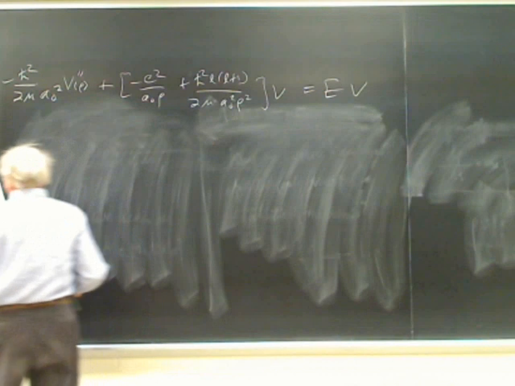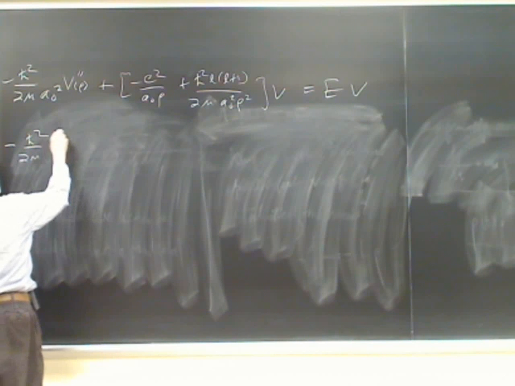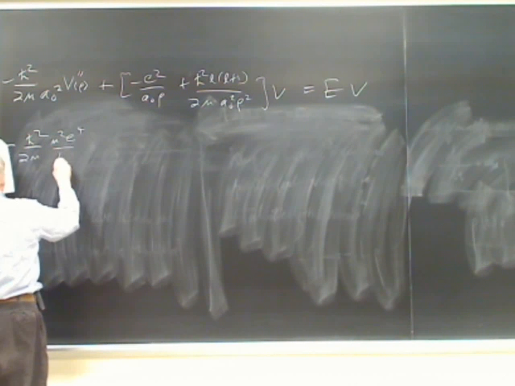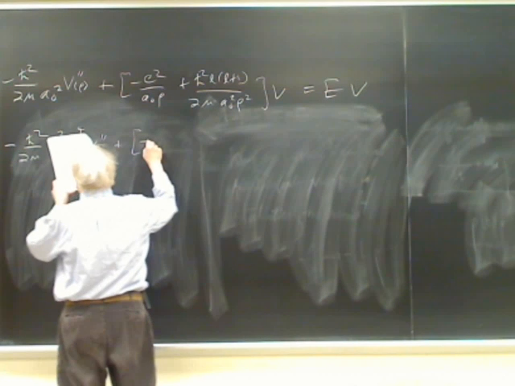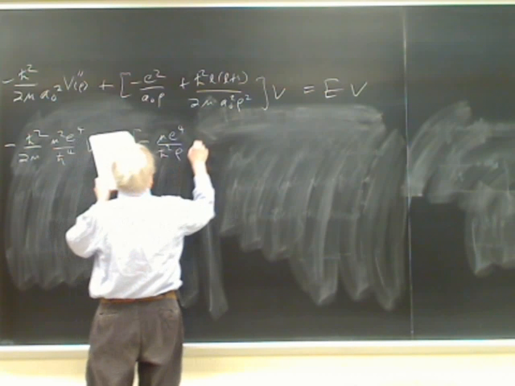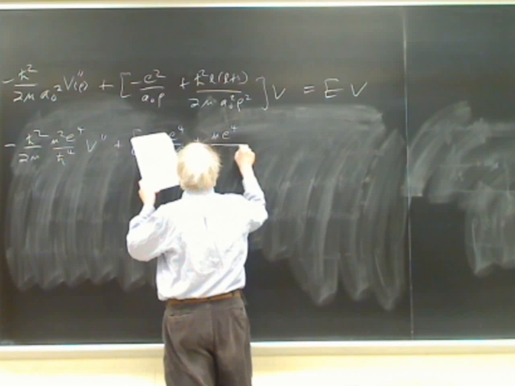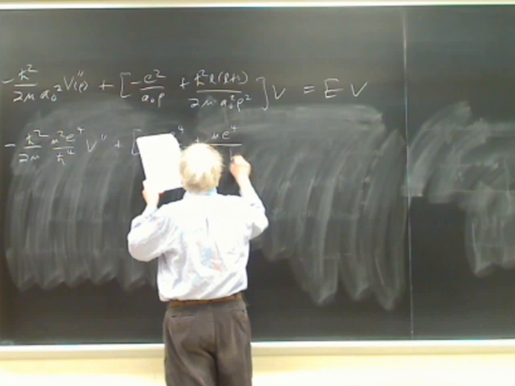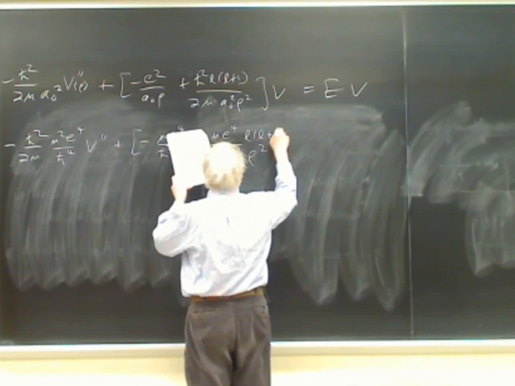All right, so what happens here is we have minus h bar squared over 2 mu squared e to the 4th over h bar to the 4th V double prime plus minus mu e to the 4th over h bar squared rho plus mu e to the 4th over 2 h bar squared rho squared L plus 1.